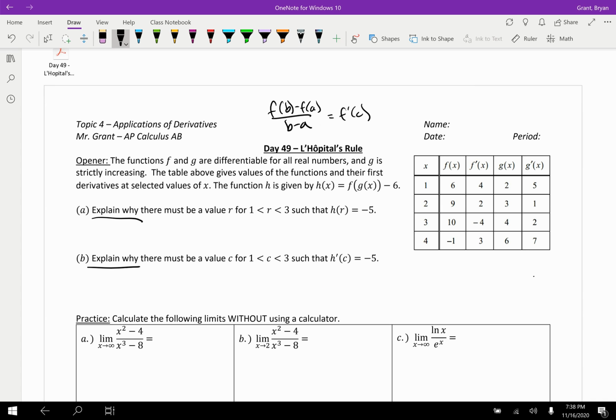Your opener today, though, is all about theorems. Explain why. Let's see what you can do with it. There's a nice table over to the right, and then we will discuss from there. Ready, set, go.